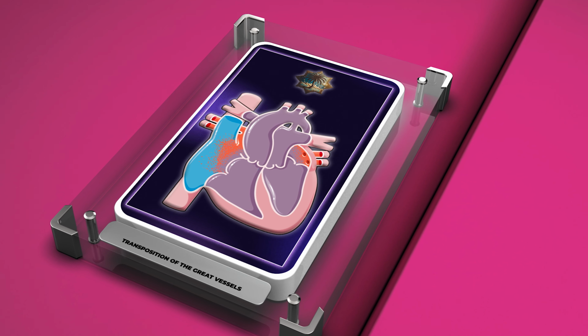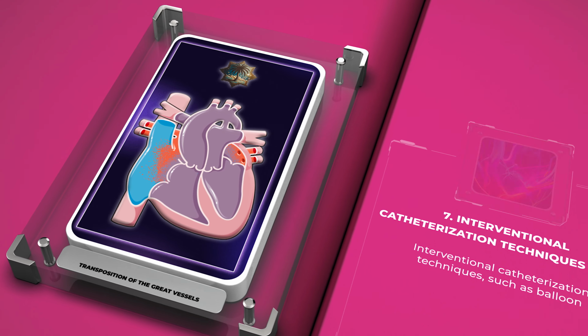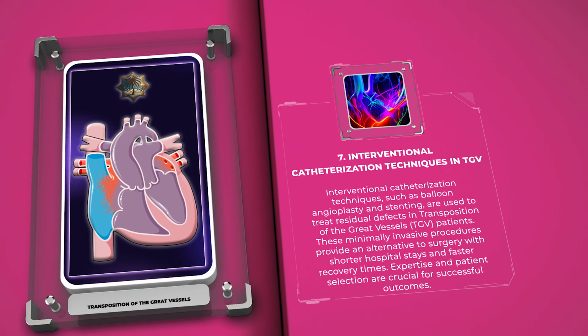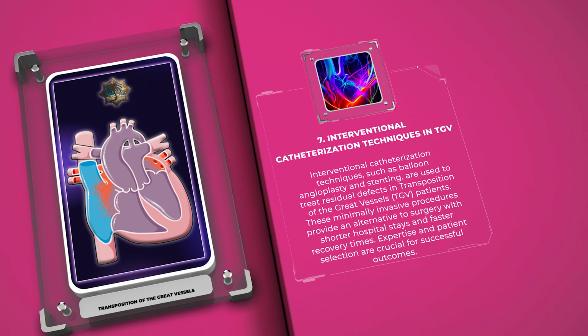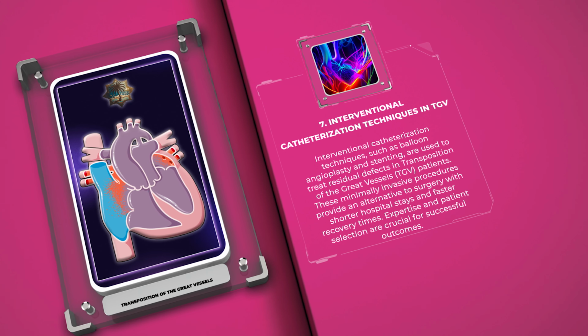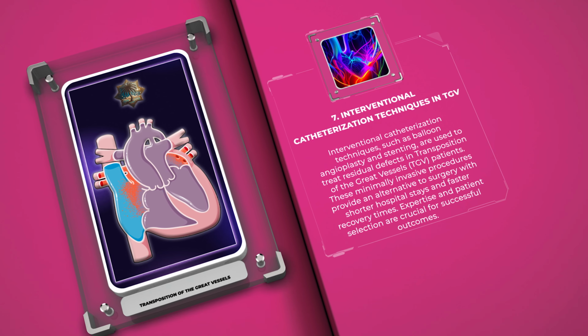Interventional catheterization techniques, such as balloon angioplasty and stenting, are used to treat residual defects in transposition of the great vessels, TGV, patients. These minimally invasive procedures provide an alternative to surgery with shorter hospital stays and faster recovery times. Expertise and patient selection are crucial for successful outcomes.